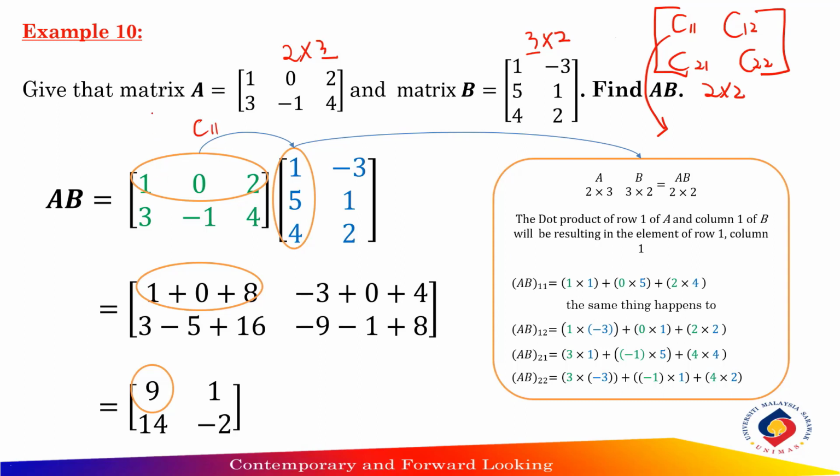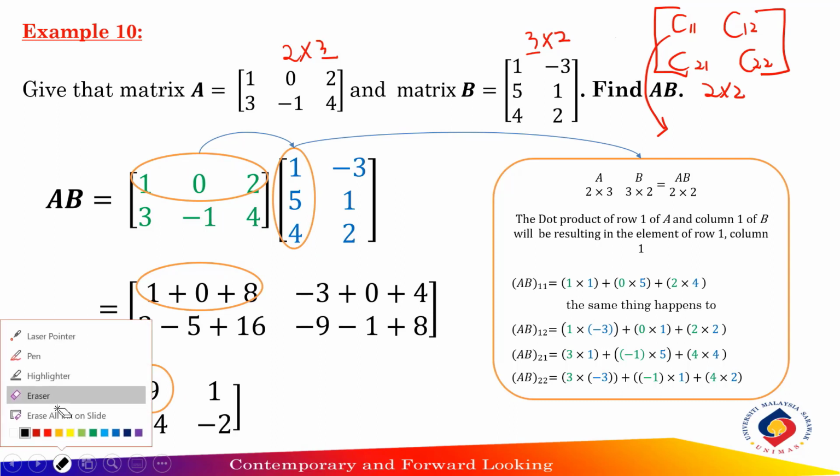We multiply the matching members and then sum up all the products. As you can see here, 1 times 1, plus 0 times 5, which is 0, and 2 times 4, which is 8. Then sum up all, and we get the answer 9.